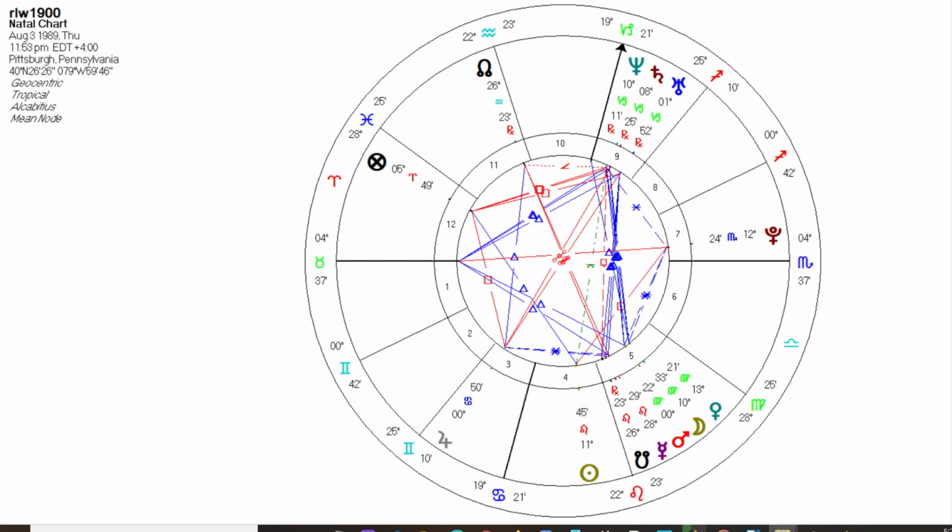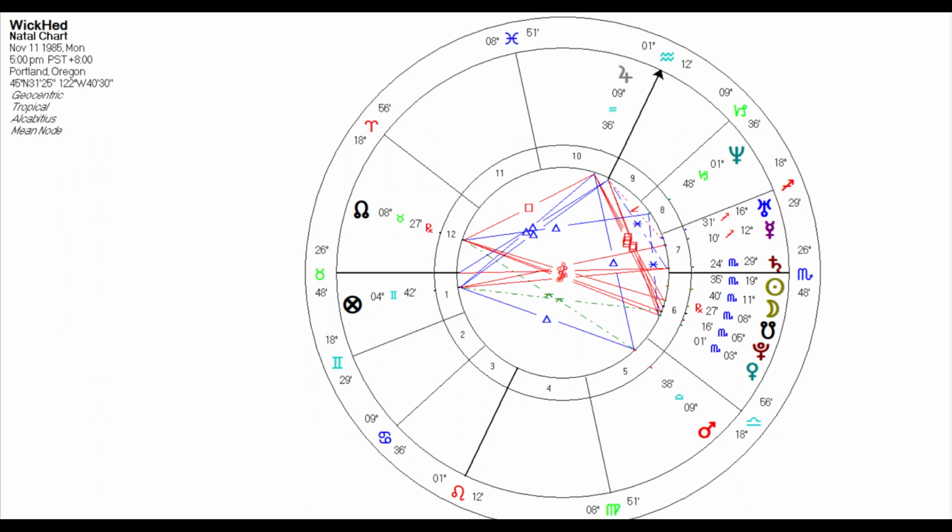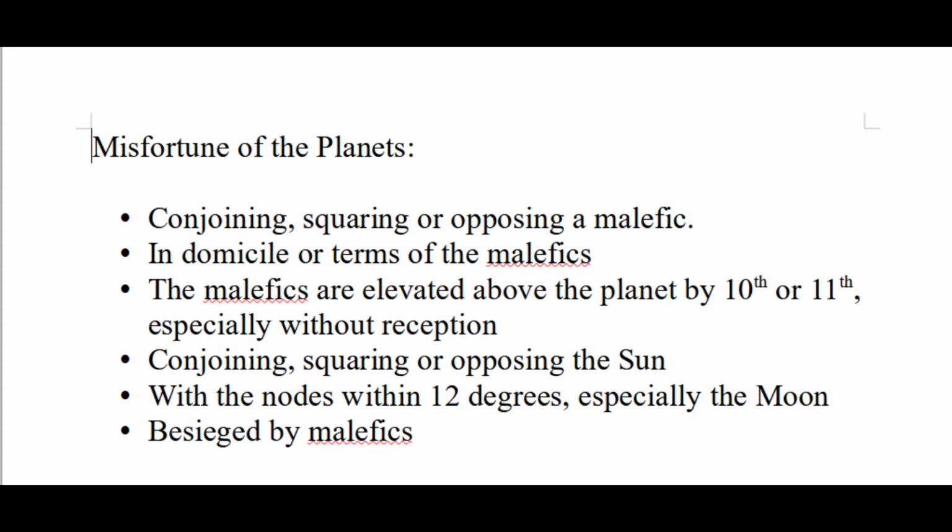Let's look at wicked. All right, so we don't have a lot of planets. Matter of fact, what we've got are planets that have misfortune and unfortunate planets. So let's look at that list again. Planets are made fortunate, we know that, we were looking at that. But planets are made unfortunate when they are conjoining, squaring, or opposing a malefic, or in the domicile or terms of the malefic. So let's just look at those two things for now. Conjoining, squaring, or opposing a malefic in the domicile or terms of the malefic.